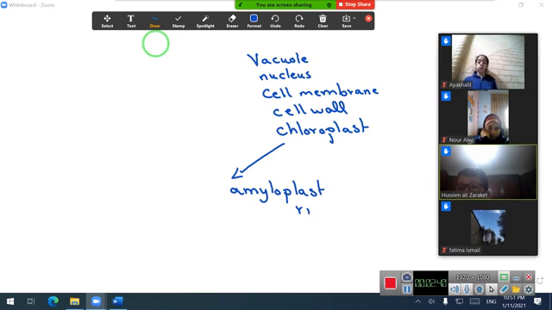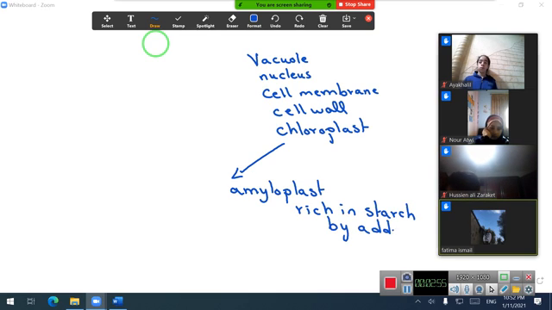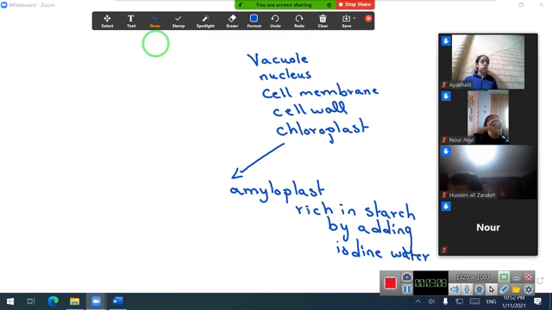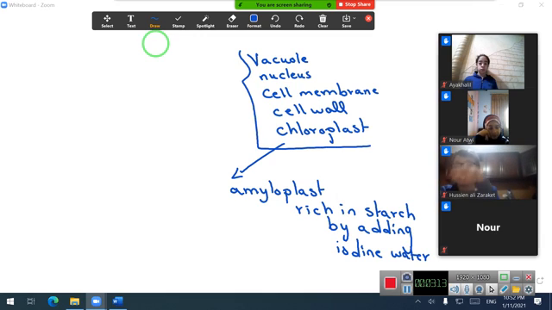Excellent. Rich in starch. And this starch, how can I prove it, Fatima? How can I prove the presence of starch in any kind of food? Miss, can you repeat the question? Teacher, how can I prove the presence of starch? By adding what? Iodine water. Excellent. So this iodine water is the agent used to prove if this food contains starch or not.